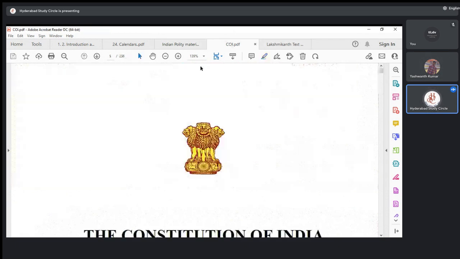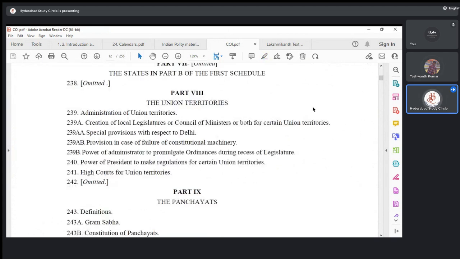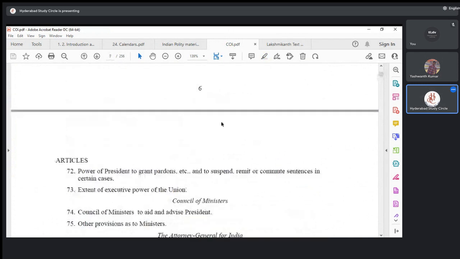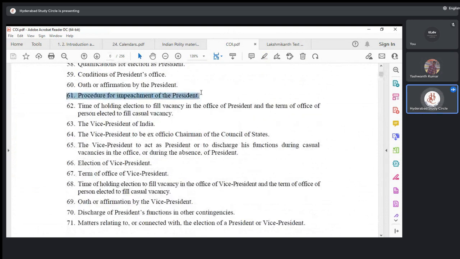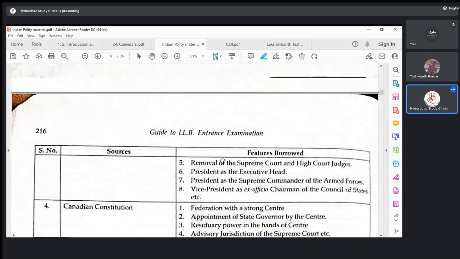Impeachment of the president. On what ground can the president be impeached? What is the only ground on which the president can be removed from office? Article number 61. I think on that date you attended my editorial class also, right? About the president, how he is elected and how he is removed.